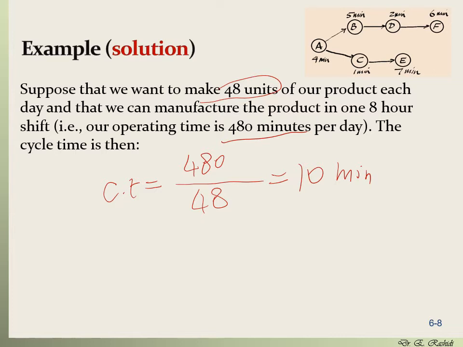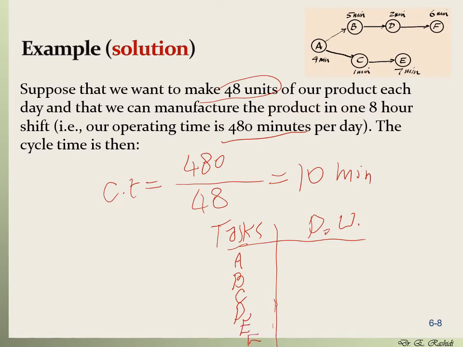Next, we need to find the positional weight. So for the positional weight, these are the tasks: A, B, C, D, E, and F. For task A, the positional weight is 4 minutes plus 5 minutes plus 1 minute plus 7 minutes plus 2 minutes plus 6 minutes, which is a total of 25 minutes.